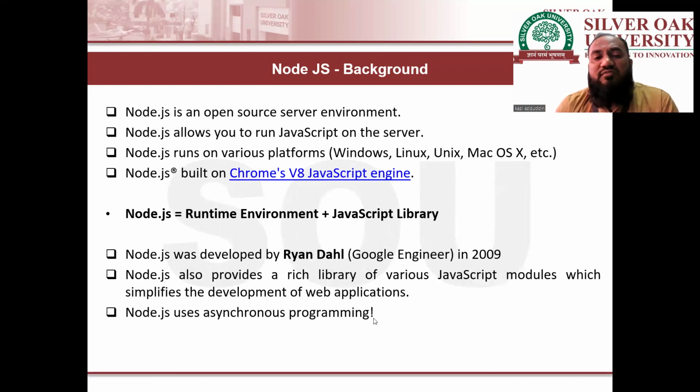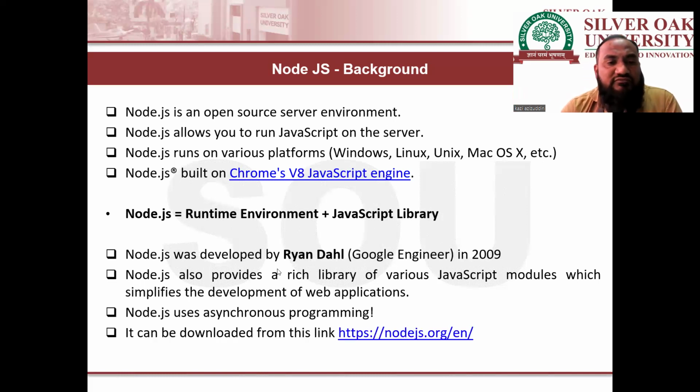Node.js uses asynchronous programming. Whatever code you write in Node.js runs in an asynchronous manner. Asynchronous means, whenever you make a request, it will not wait for the response. Control is immediately transferred to serve the next request. Node.js can be easily downloaded from nodejs.org. Just go to nodejs.org, download the executable, install it on your machine, and you can work with Node.js.